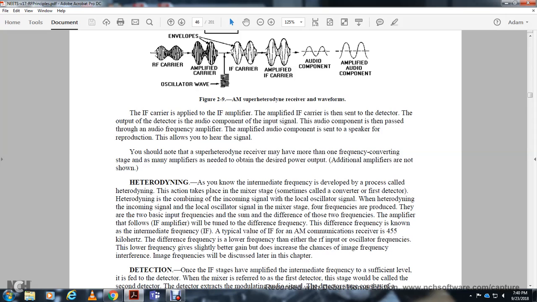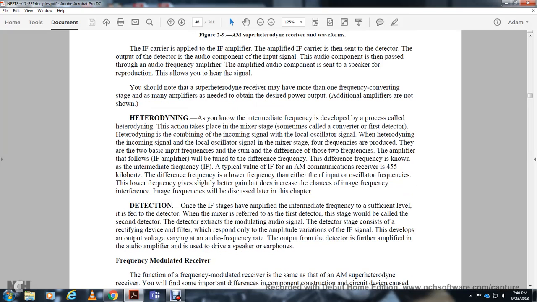But a superheterodyne receiver may have more than one frequency converting stage, and more amplifiers, but the additional amplifiers are not shown.